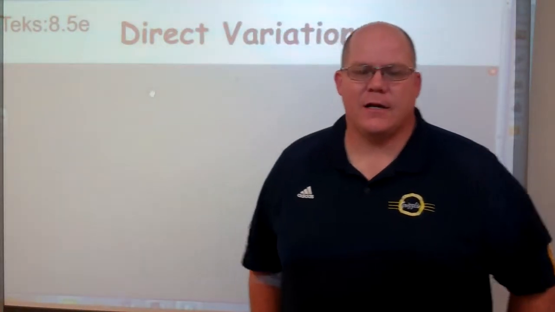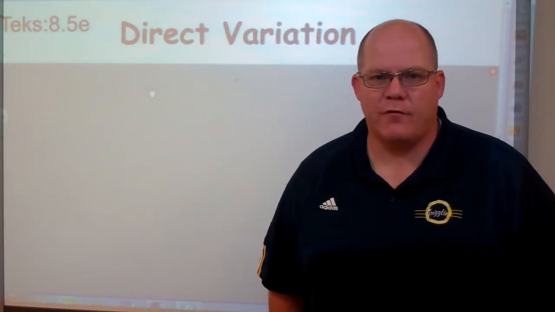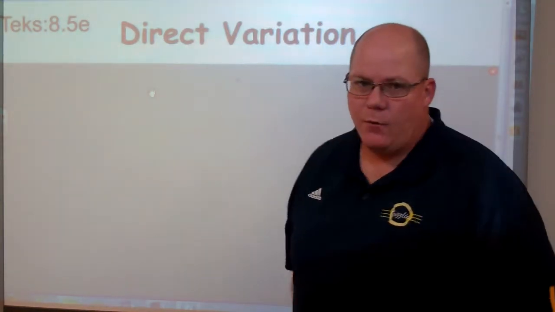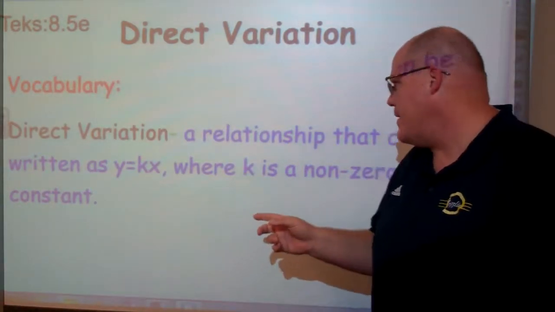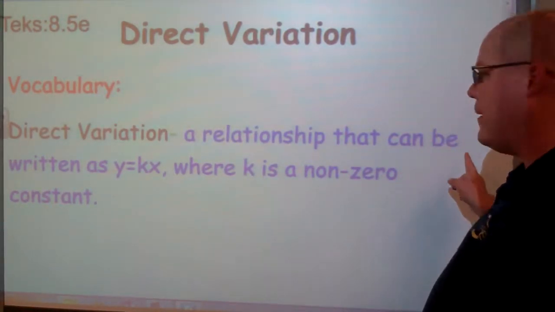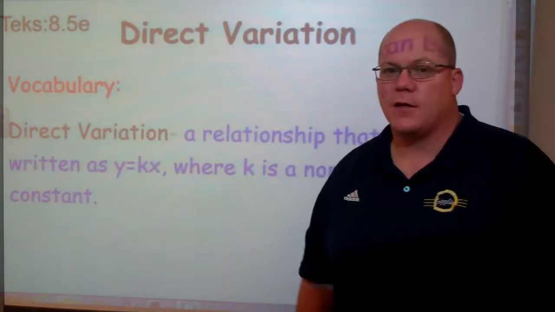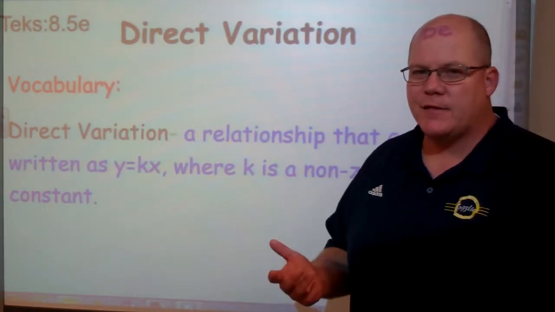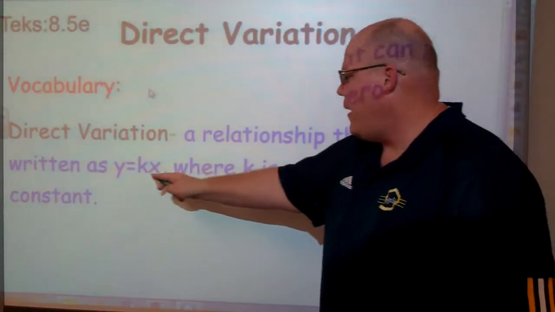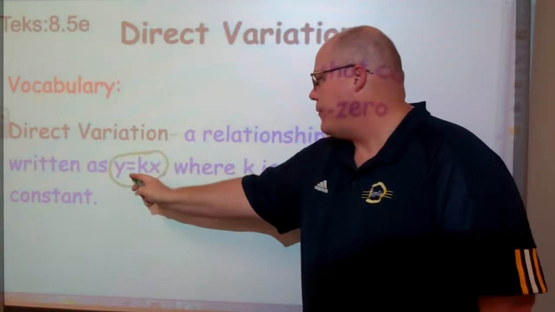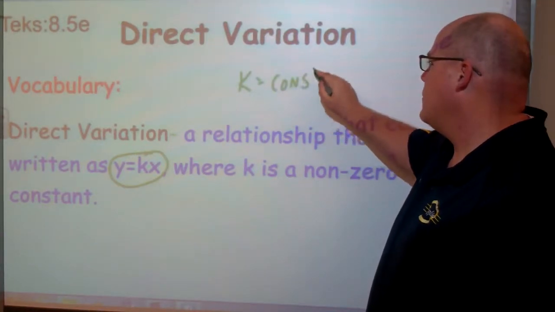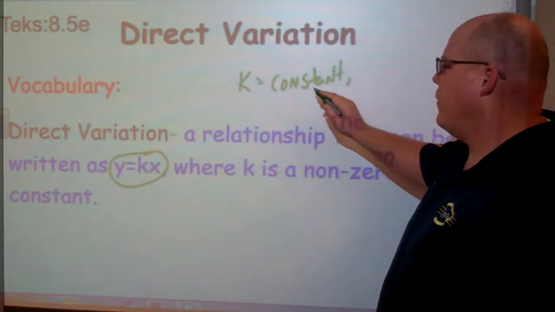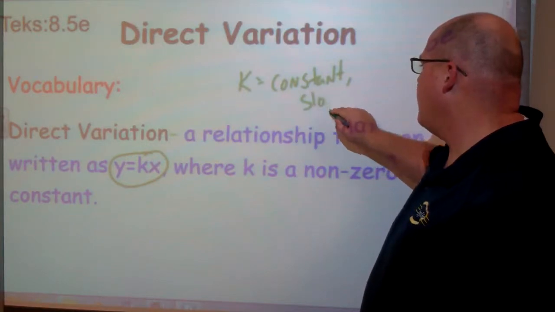Alright guys, I'm going to show you how to use direct variation to solve problems. We're going to begin with the definition. Direct variation is a relationship that can be written as y equals kx. We've done this a little bit before. In this relationship, k is what we call our constant. We've also called it our slope.